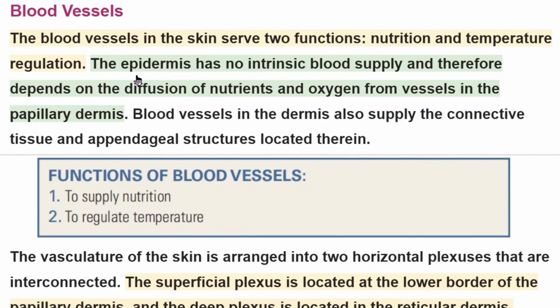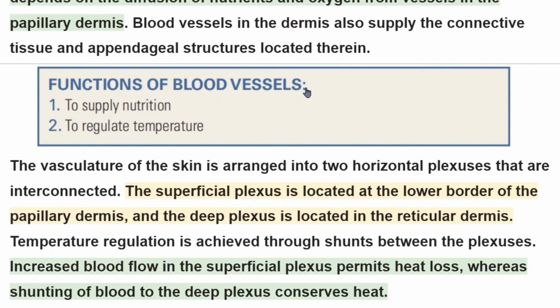Blood vessels. The blood vessels in the skin serve two functions: nutrition and temperature regulation. The epidermis has no intrinsic blood supply, and therefore depends on the diffusion of nutrients and oxygen from vessels in the papillary dermis. Blood vessels in the dermis also supply the connective tissue and appendageal structures located therein. Functions of blood vessels: first, to supply nutrition, and second, to regulate temperature.